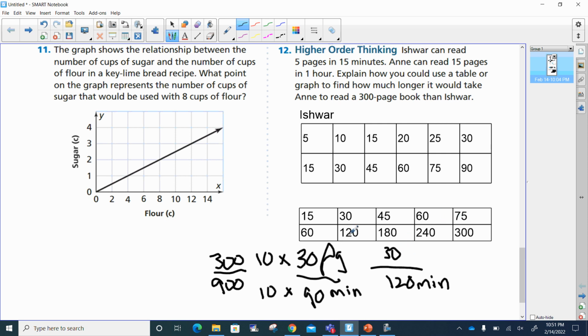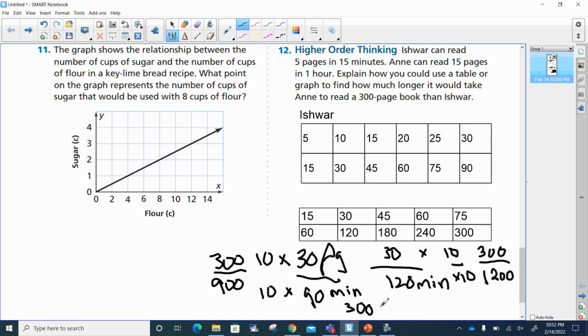But over here, Anne is getting 30 pages in 120 minutes. So if we multiply this by 10, and we have to multiply this by 10, that's going to mean that to read 300 pages, it will take her 1,200 minutes. Okay, that tells me she's going to take 300 more minutes than Ishan.